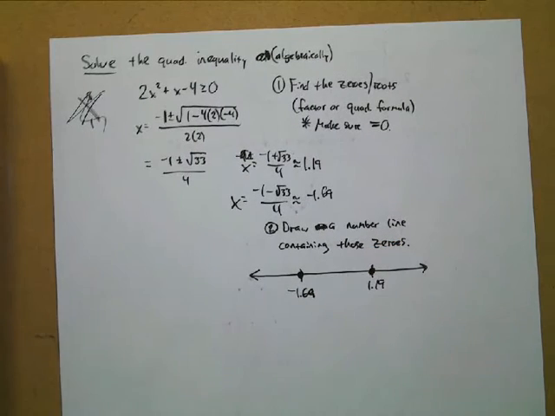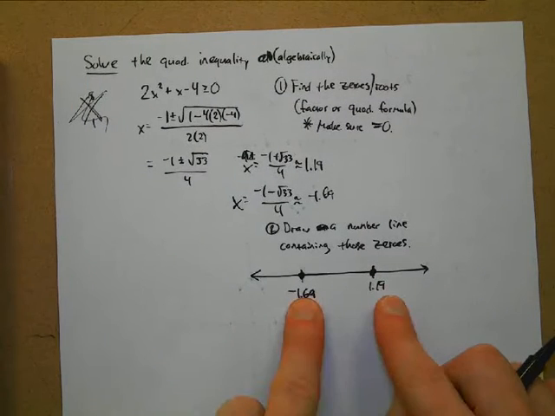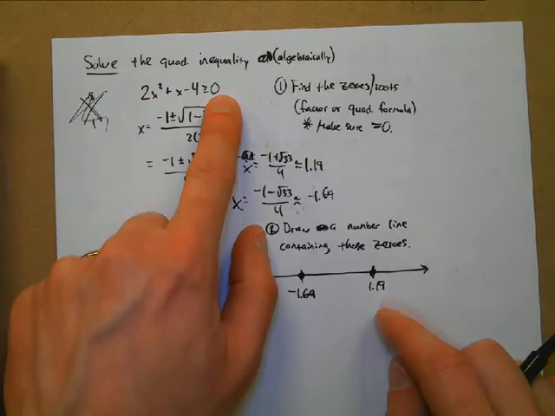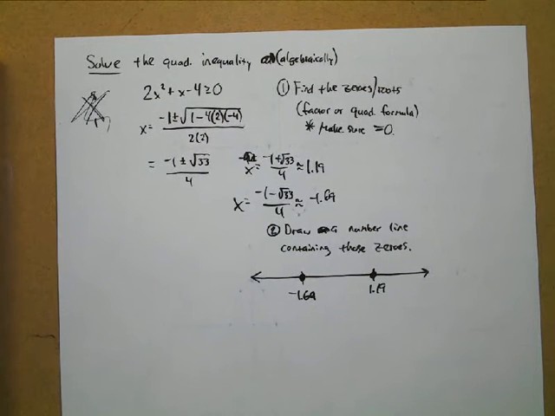And now you'll notice, how many intervals did those two numbers break up our number line into? More than 2. You got 1, 2, 3. There's 3 intervals there. And so what we're going to do is pick a number in each interval to plug in to check to see if it makes our inequality true or false. That's all we got to do.